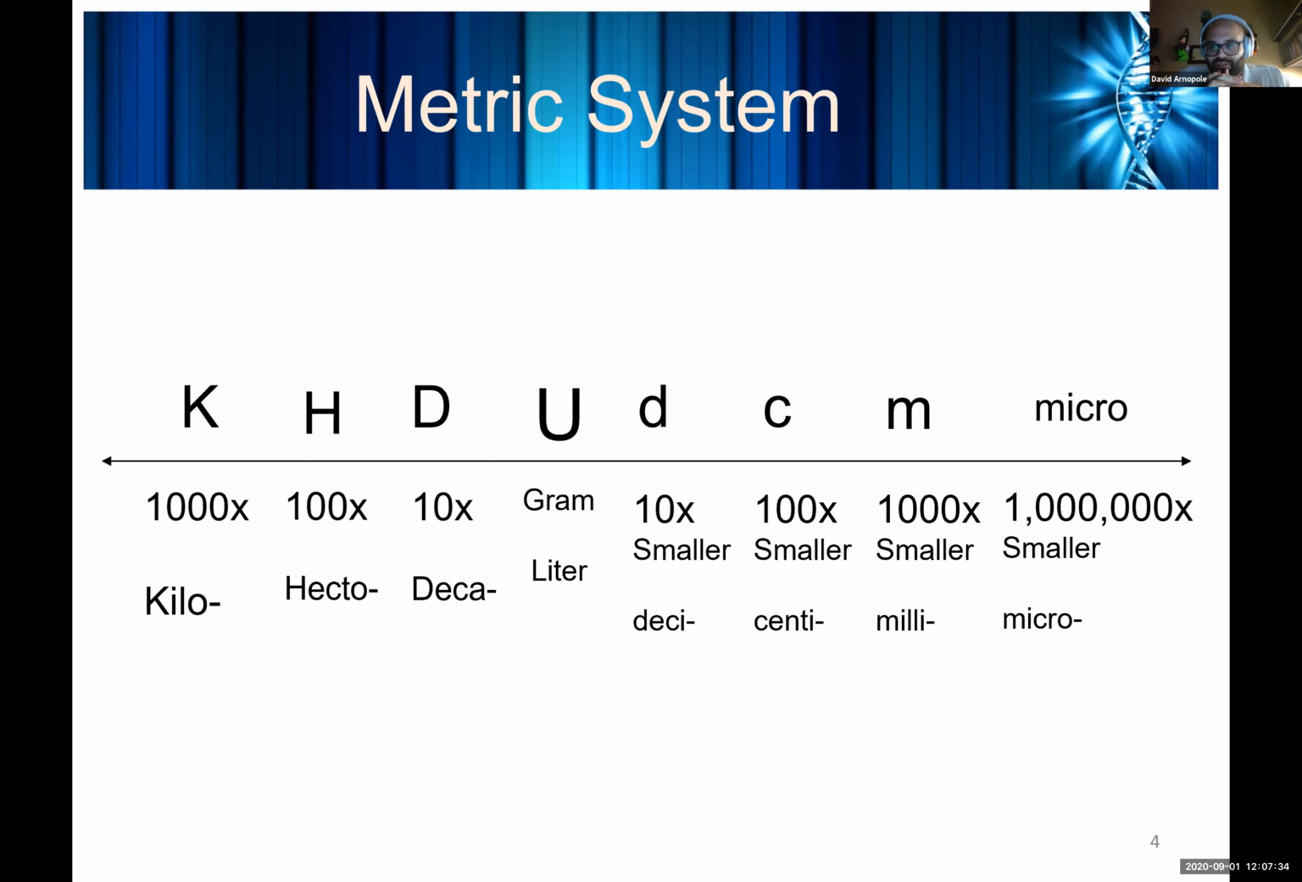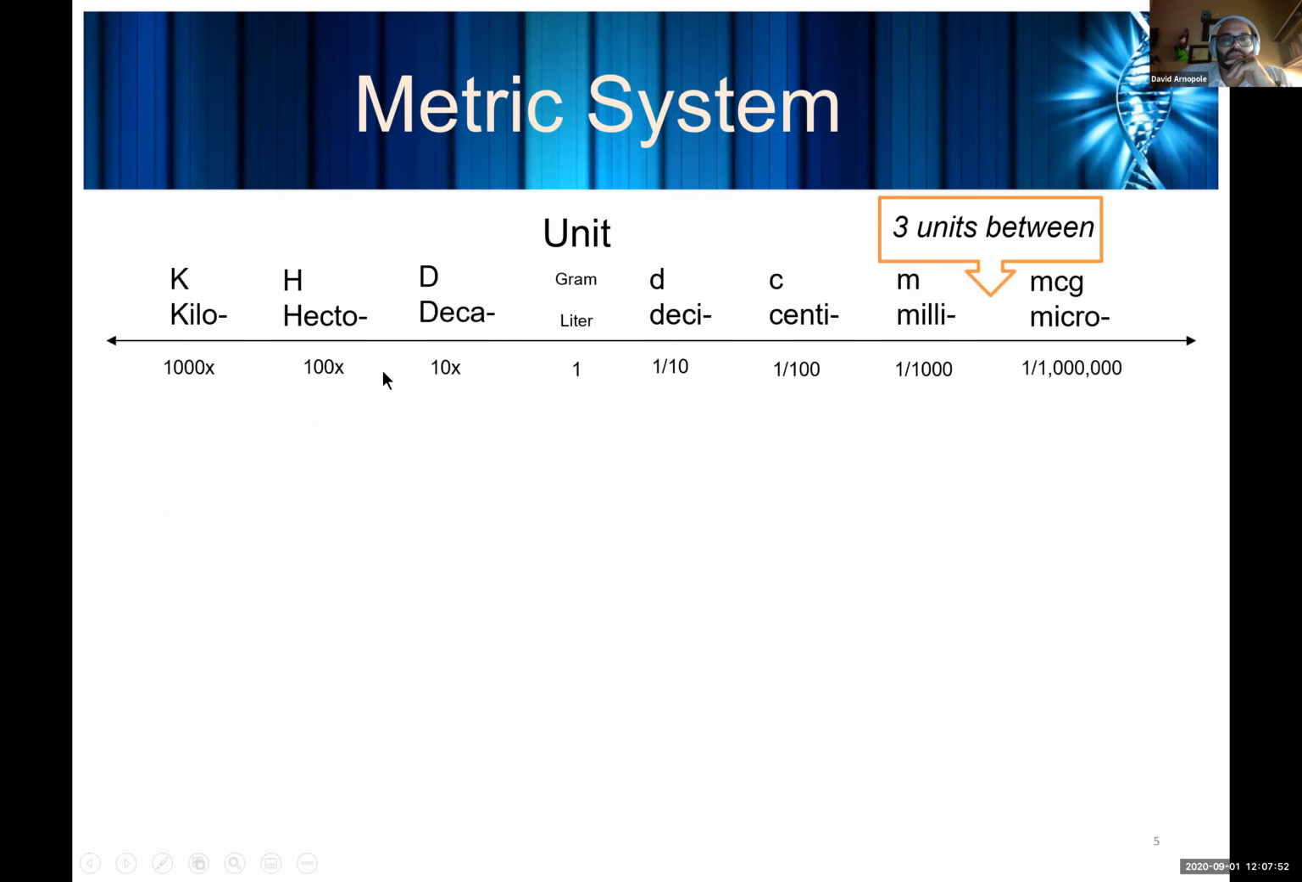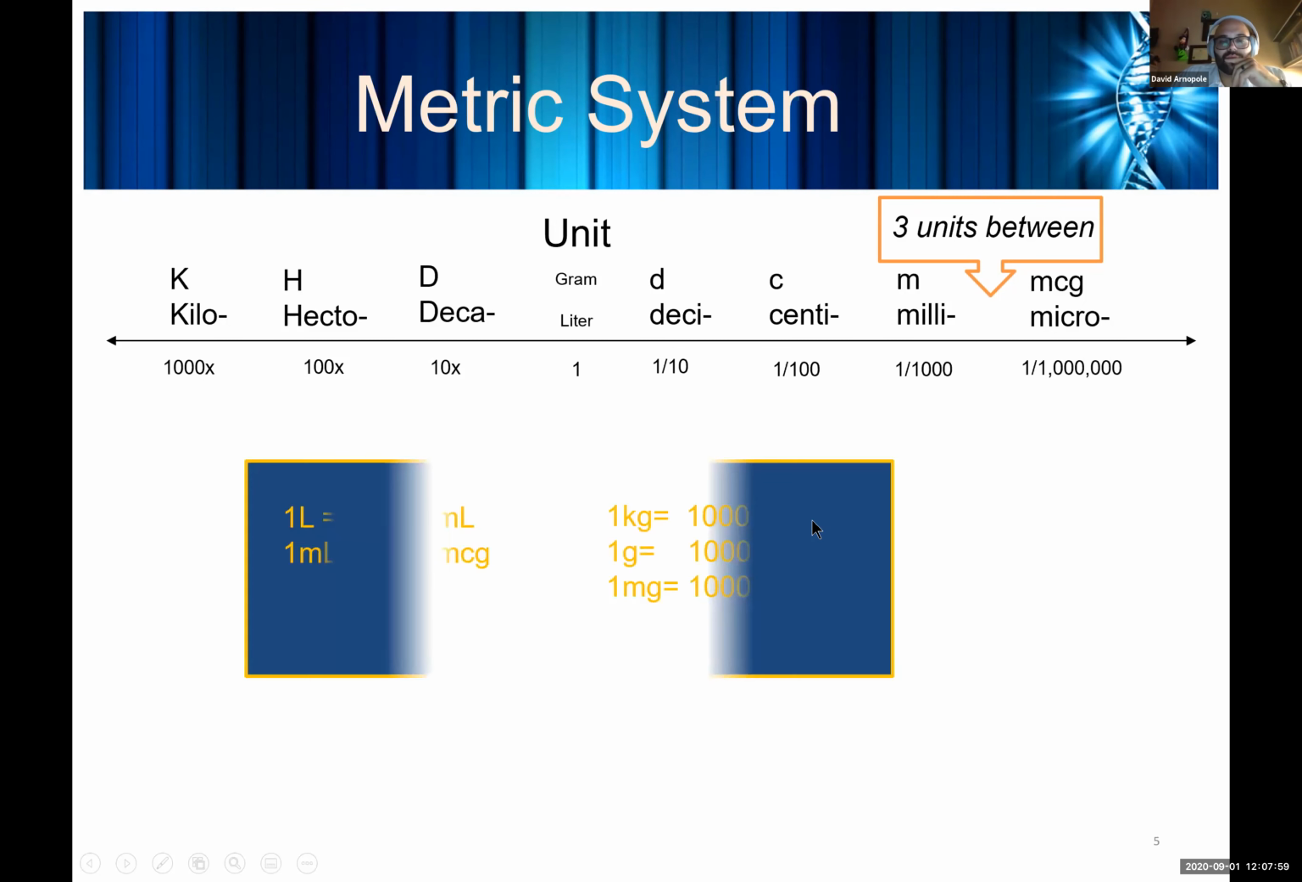That's how this works. Whatever my number is, the number gets smaller or bigger depending on how we go through it. This is how you'll use it for conversions, and I'll show you what I mean as we go through it. This is just a second way of looking at it. Deci is 1/10th, centi is 1/100th, and there are 3 units between each one.